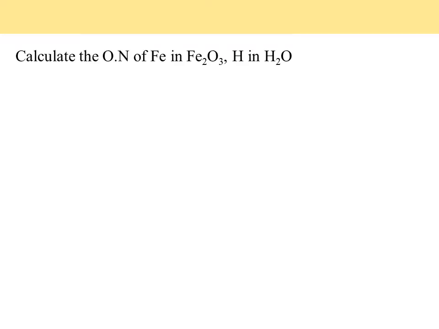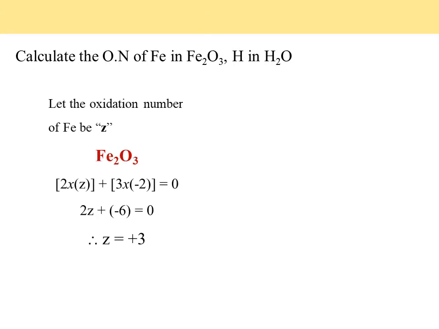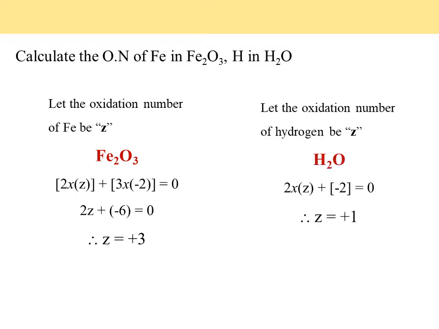Oxidation number of Fe in Fe2O3, and H in H2O. It's a simple one, the same thing. 2 multiplied by Z plus 3 multiplied by -2. The Z is coming +3. Let the oxidation number of hydrogen be Z. So 2 multiplied by Z plus -2, you can see Z equals +1.